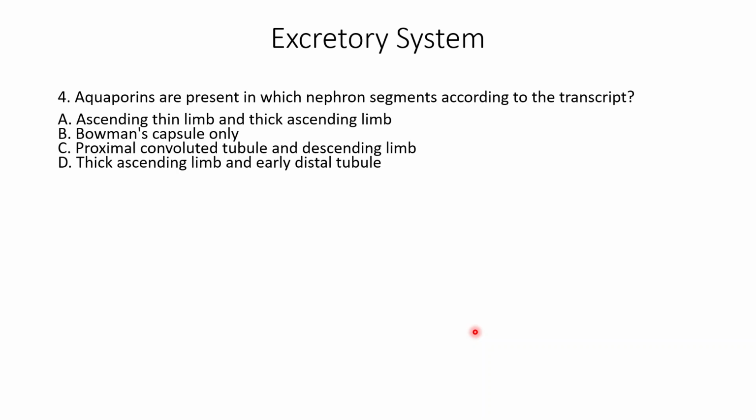So we'll talk about how the ascending and descending limb and their differential level of aquaporins are important for concentration and dilution of the filtrate respectively.